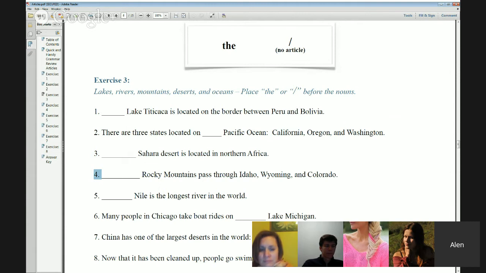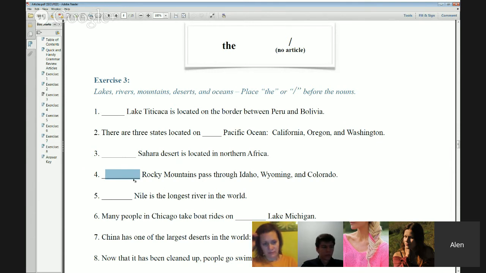Rocky Mountains pass through Idaho, Wyoming, and Colorado. So you think no article? I'm not sure, actually. Rocky Mountains. I think no article. Okay, what do the others think?